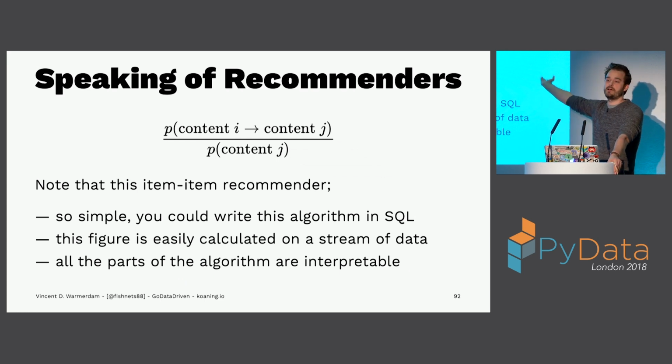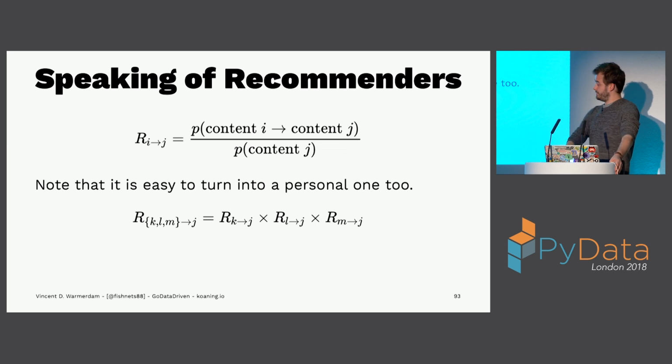If one of these numbers is ever higher than 1 or lower than 0, something goes wrong. So you can actually write some decent unit tests for this. And all parts of the algorithm are actually very interpretable. You can even turn it into a personal recommender. Namely, take all the recommendations of all the items the user saw, multiply these scores, and boom, you now have a personal recommender as well.